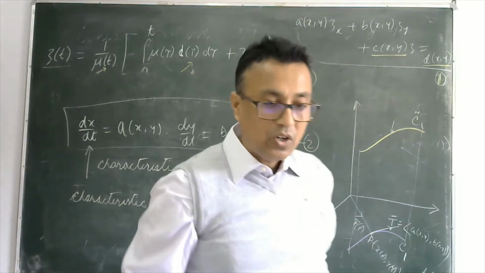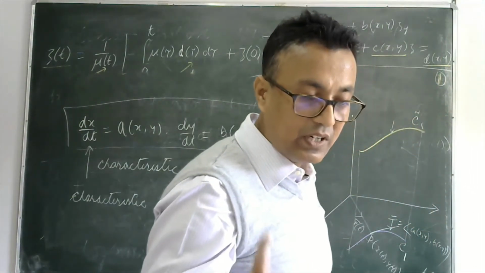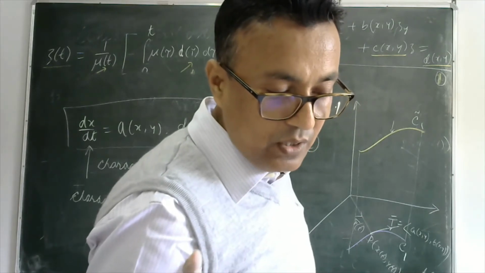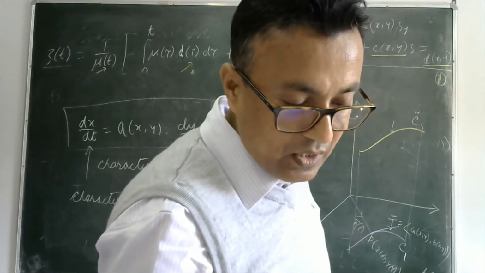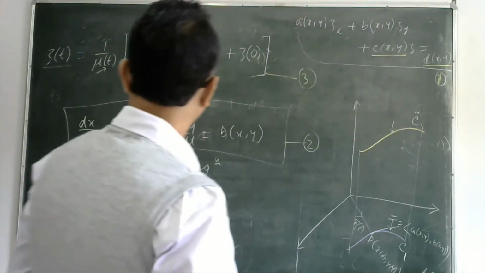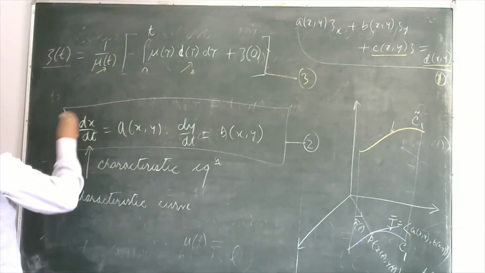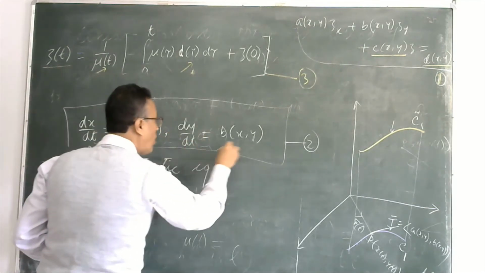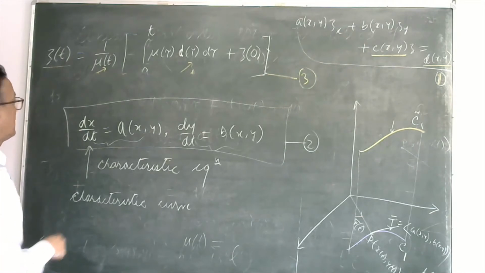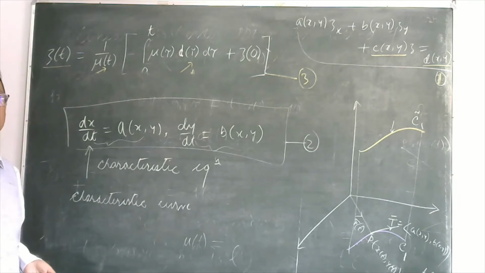Okay, fine. Let me see whether I have covered everything. Characteristic equation, characteristic curve, I have already covered. Now, another thing here is that these two equations of the system of equations given by 2 are nothing but ordinary differential equations, isn't it?